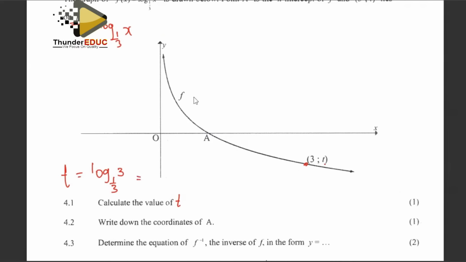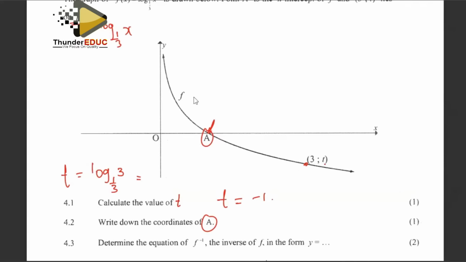When you substitute this into the calculator, 1 over 3 with a 3, meaning that our t is negative 1. Then they want us to write down the coordinates of A. Where do we find A? A happens when the y is 0. There are 2 ways of doing this.